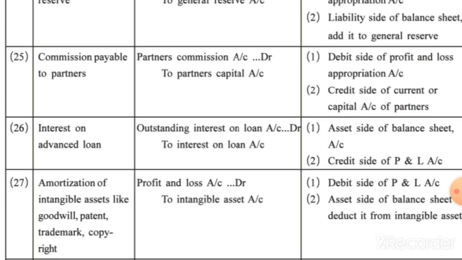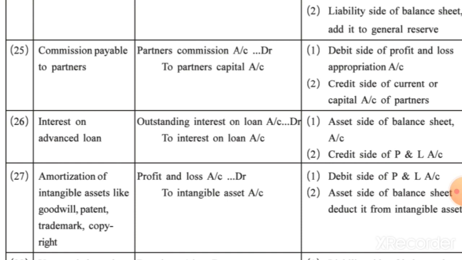Next, 27th, that is amortization of intangible assets like goodwill, patent, trademark, copyright, etc. So amortization means that suppose you have purchased any of the asset and you are not making the payment at the same time of purchasing of that asset, but you are paying in different installments. So that would be your expense year after year when you will make the stipulated payment. So that is called amortization of intangible assets. So that would be an expense or the loss for the firm.